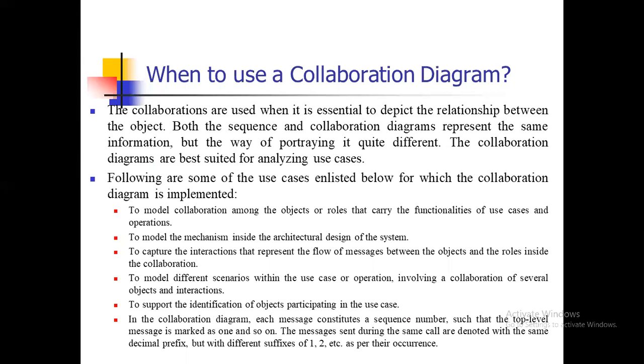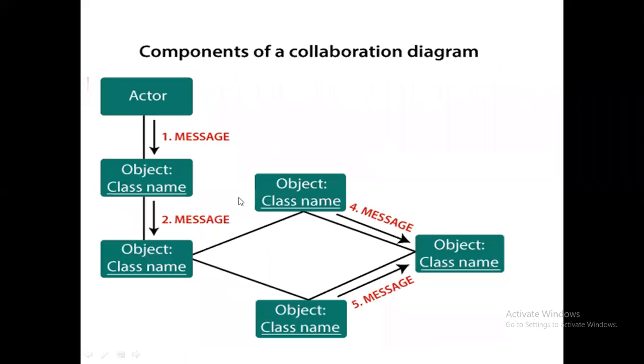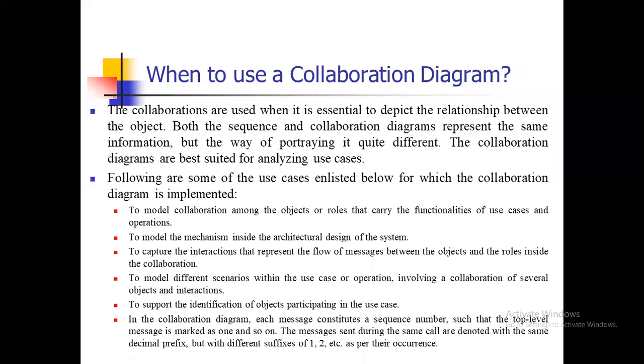Now, when to use the collaboration diagram? Collaborations are used when it is essential to depict the relationship between objects. Whenever we have to depict the relationship between objects, at that time we have to use collaboration diagrams. Both the sequence and collaboration diagrams represent the same information, but their representation or notations are different.